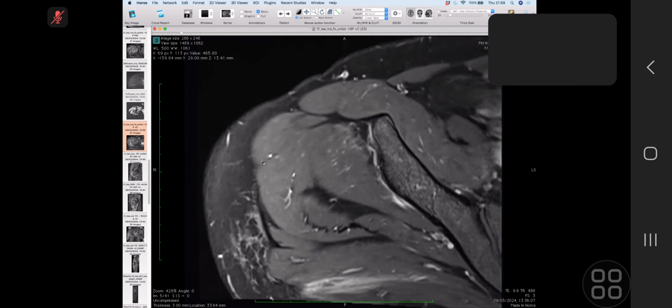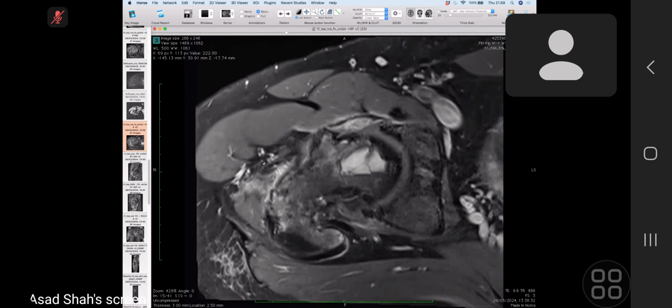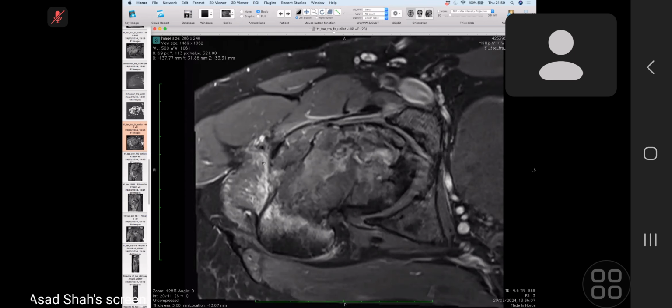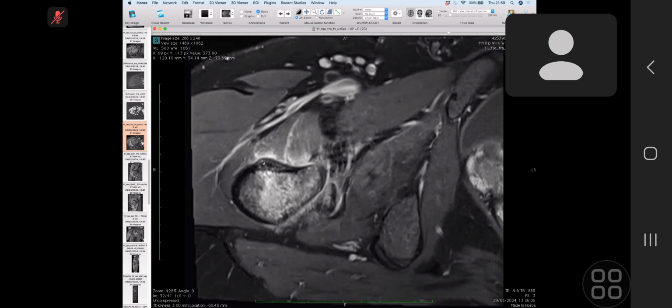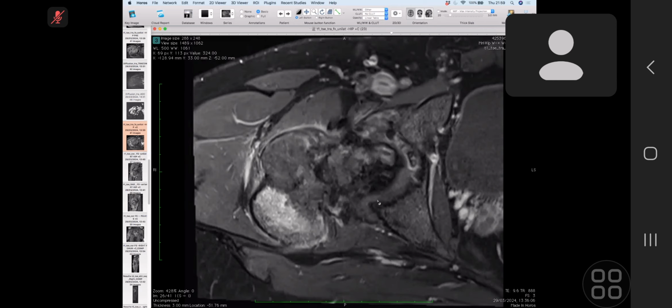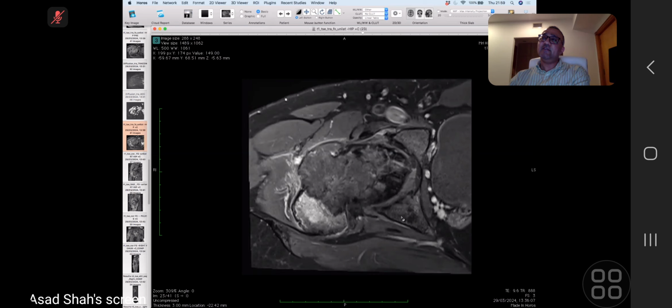Okay, I'll show you a post contrast. All right. This is axial post contrast. What do you see there? There's one finding that you can see on this image.